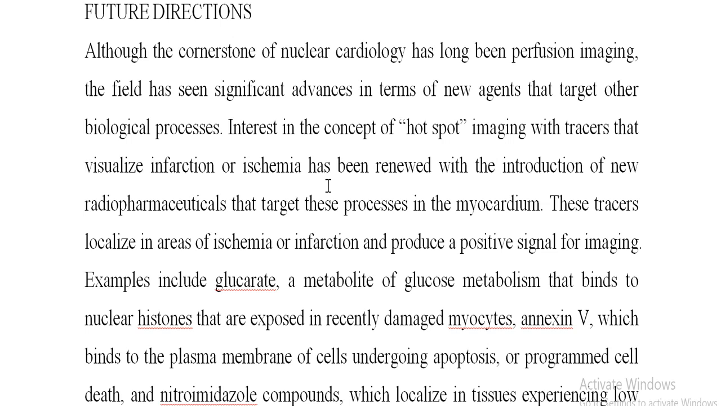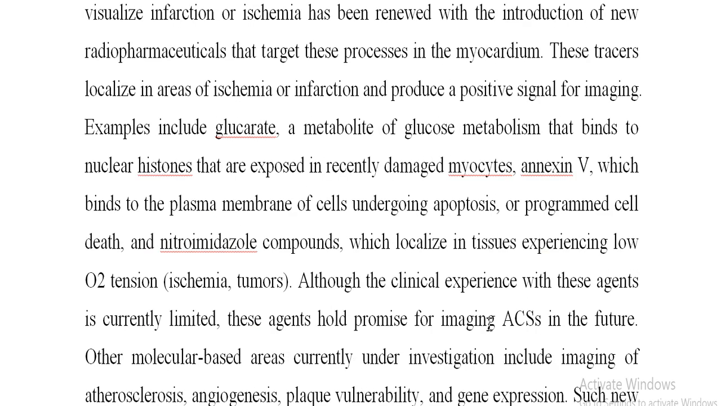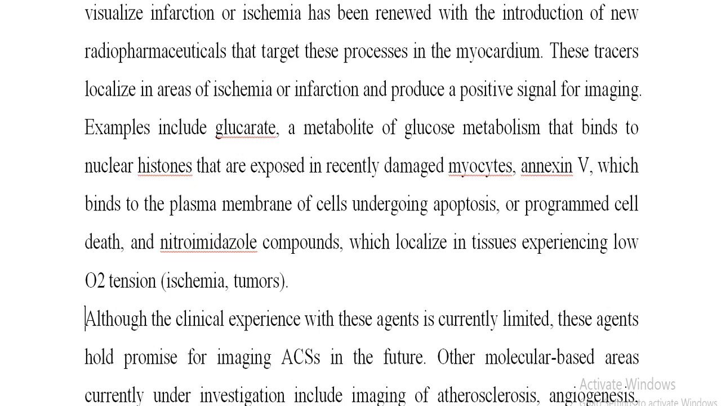Examples include glucarate, a metabolite of glucose metabolism that binds to nuclear histones that are exposed in recently damaged myocytes; annexin V, which binds to the plasma membrane of cells undergoing apoptosis, or programmed cell death; and nitroimidazole compounds, which localize in tissues experiencing low O2 tension (ischemia, tumors). Although the clinical experience with these agents is currently limited, these agents hold promise for imaging ACSs in the future.